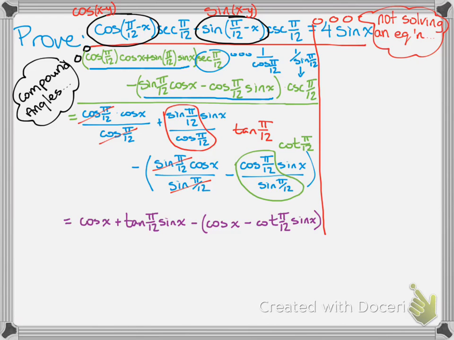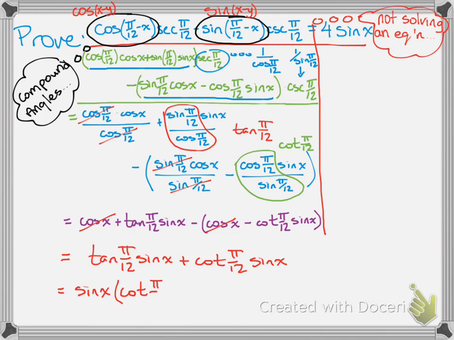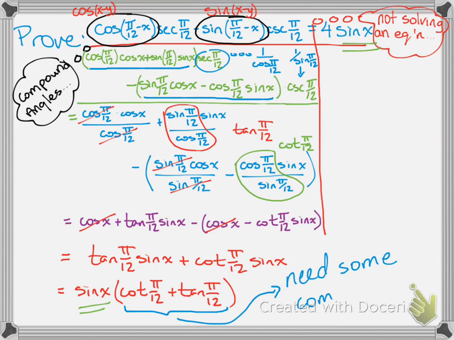So, when I rewrite everything a little bit simpler, this is what I end up with. Okay. So now, cos x minus cos x goes away, and I just have tan pi/12 sin x plus cot pi/12 sin x. And I can factor out a sin x, which is kind of exciting, because if I'm trying to prove this identity up here, I have my sin x. So really, I'm just hoping that all of that other stuff ends up being 4. And for all that other stuff, I can see that I'm going to need some compound angles, and I'm going to see what I can get.